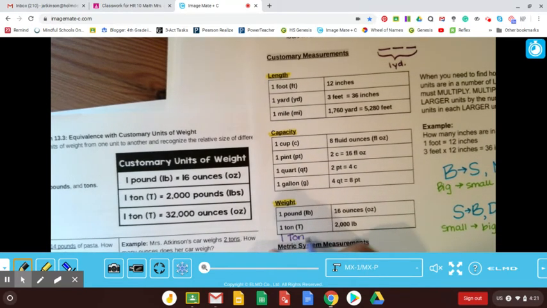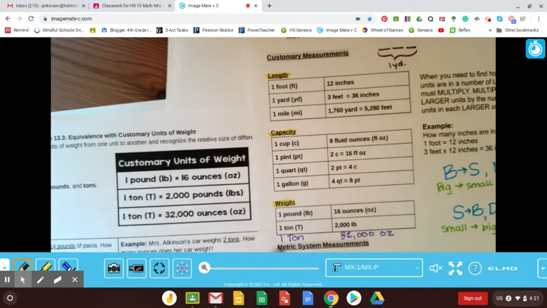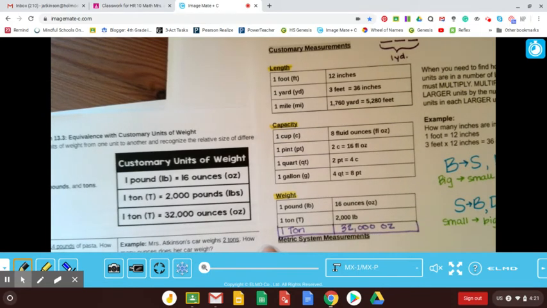1 ton is 32,000 ounces. And we are going to need to use that. So we can just add that to our table right there. All right, good job.